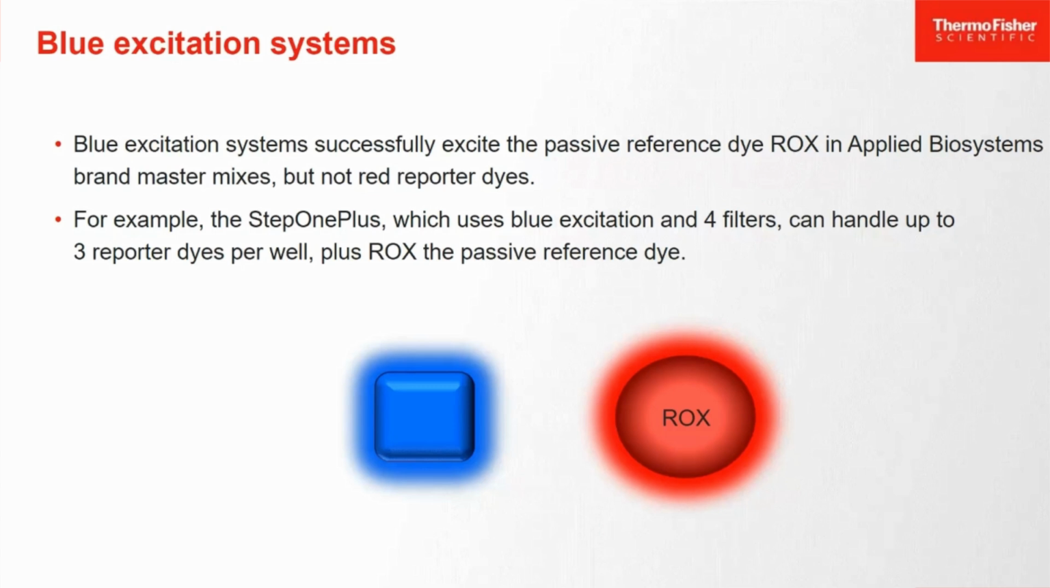So to use an example to illustrate that, let's say I have a StepOne Plus, which is a blue excitation system. So it has 4 filters. So I could handle 3 reporter dyes, or 3 probes, one could say, plus ROX as the passive reference. But I could not use, it probably wouldn't be a good idea, to have a red reporter, because blue light doesn't excite red reporters very effectively.